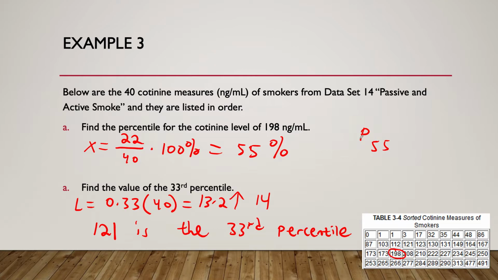For the value of the 33rd percentile, L is equal to 0.33 times 40, which gives us 13.2. Because that has a decimal in it, we round that up to 14. So 121 is the 33rd percentile, since we count a total of 14 of these entries to get to 121.